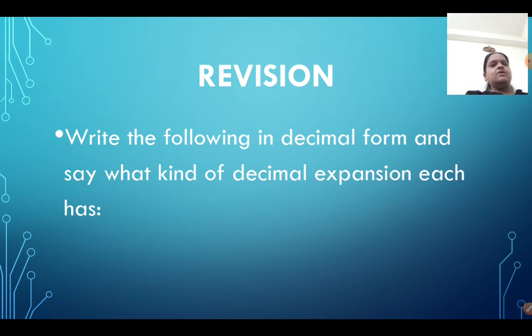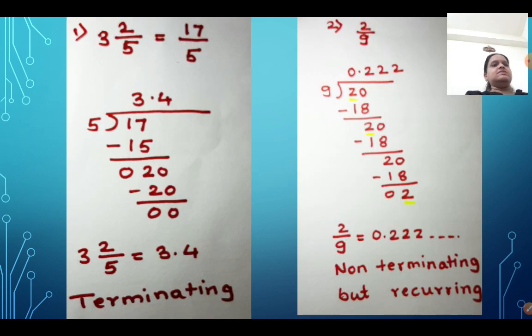The revision part. Question number 1, if you see in your exercise: write the following in decimal form and say what kind of decimal expansion each has. If they are given in fraction form, you have to convert them into decimal form and identify what kind of decimal expansion it is. You have to write whether it is terminating, terminating but recurring, or non-terminating non-recurring. Is it clear to all of you? Yes. Let us see the example.